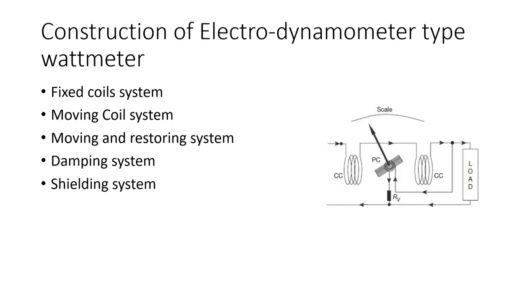Okay, its construction is simple. We have a fixed coil system, which is here and here, and we have a moving coil system, which is in here. We also have a moving and restoring system. The moving and restoring systems are actually the spring spindles which cause this thing to rotate back.